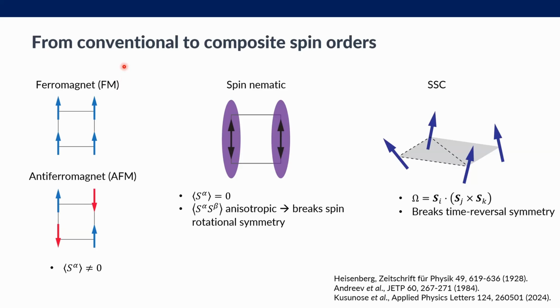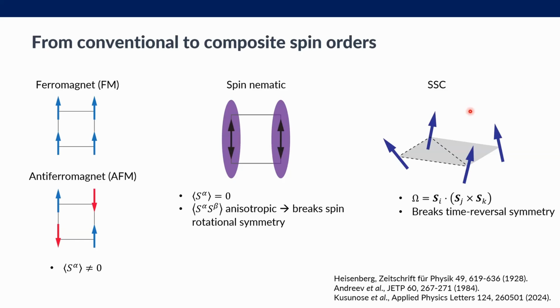Nature actually allows more exotic composite spin orders. One example is the spin nematic here. You can think of a spin nematic as liquid crystals of spins. The average moment cancels out to be zero, but the two-spin correlation, how a pair of spins fluctuate together, is actually anisotropic. As shown in this schematic, this pair of spins prefers to fluctuate in the vertical direction rather than the horizontal direction. In this way, they break the spin rotational symmetry in the spin space, but there is no net magnetization.